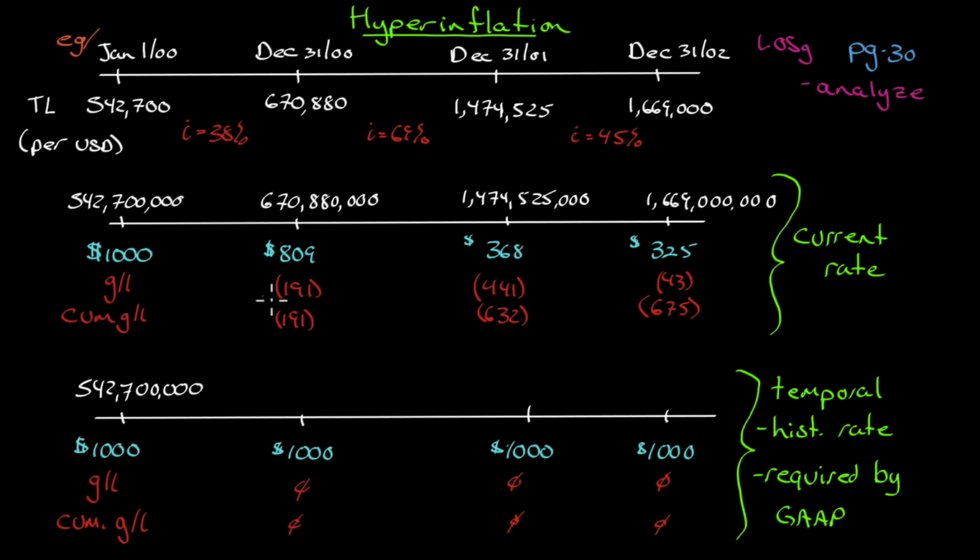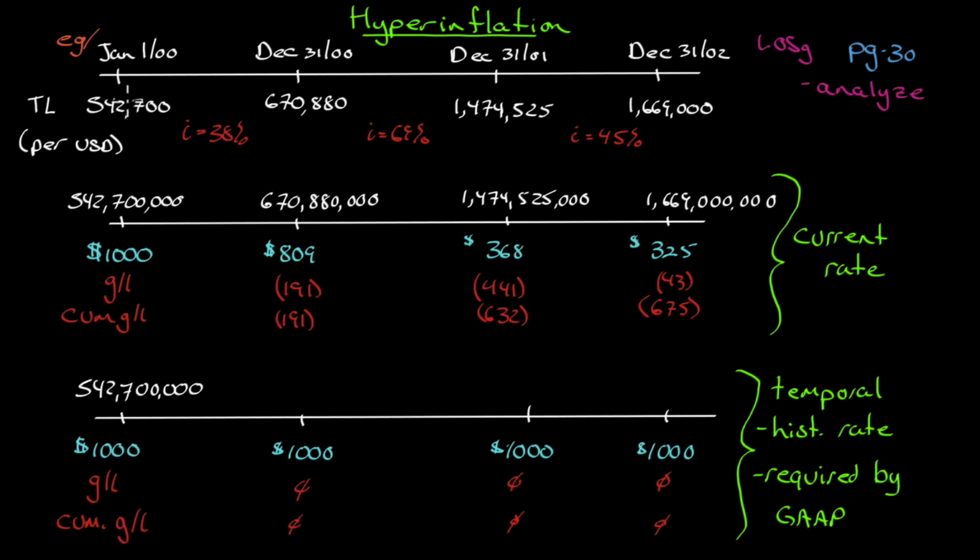And if you look at your gain or loss, you have 191 in this year, 441, 43. Your cumulative gain or loss, by the time you get to the end of the second year, is 675. So clearly, this does not present a valid picture of what the value of the asset truly is. So it's meaningless to use the current exchange rate. So if we use the temporal rate, which is a historical rate, here's what it looks like.